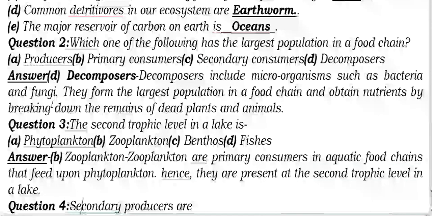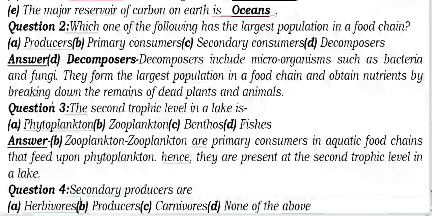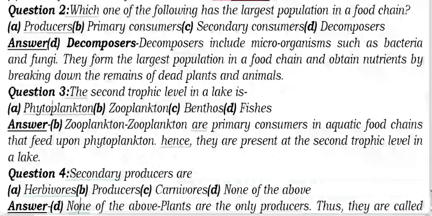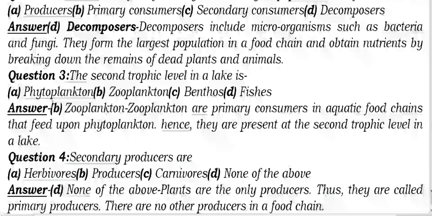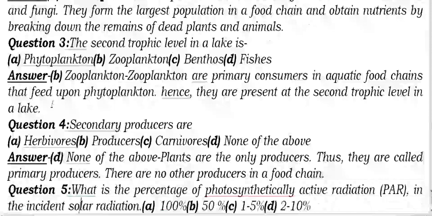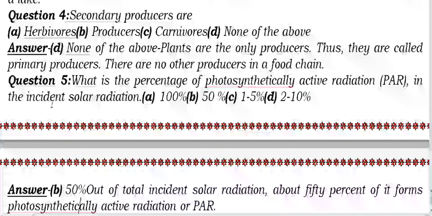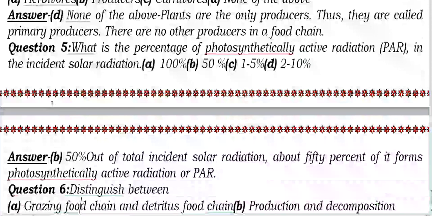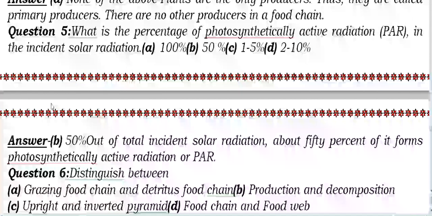Then, which will be the second trophic level in a lake? In a lake the zooplankton will be second. First trophic level is phytoplankton, second will be zooplankton. Secondary producers are none because producers are only primary. Then, what is the percentage of photosynthetically active radiation? It is about 50% of total.